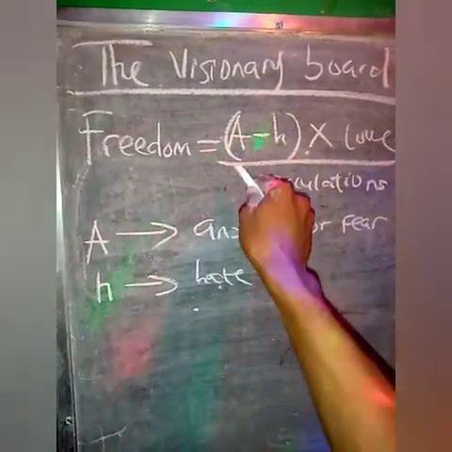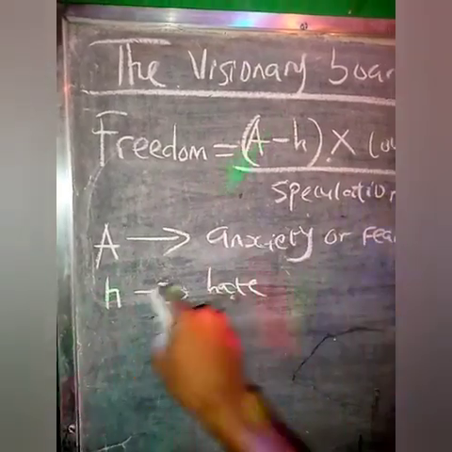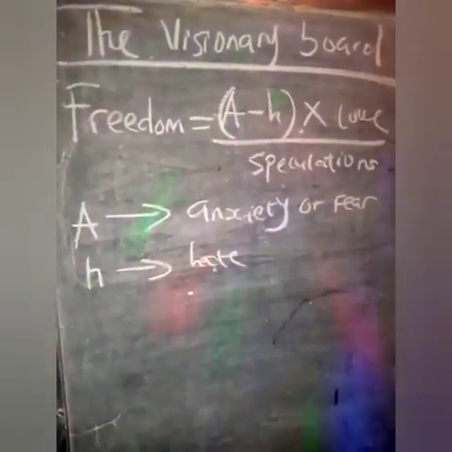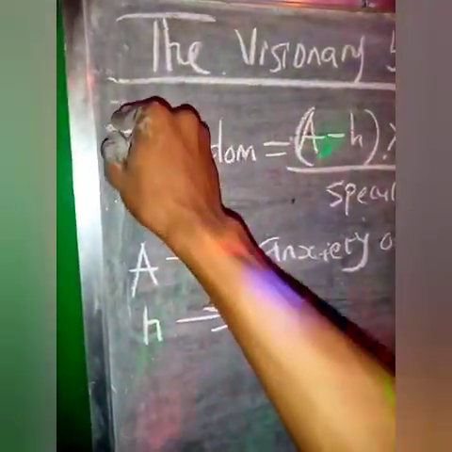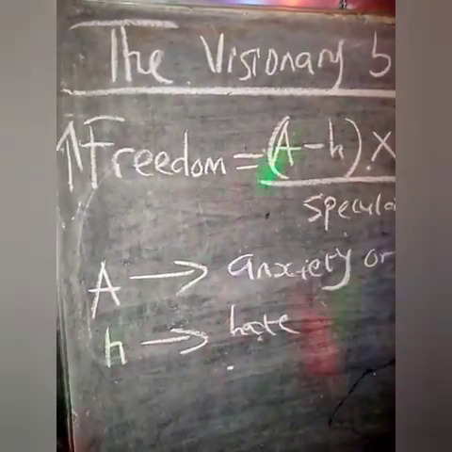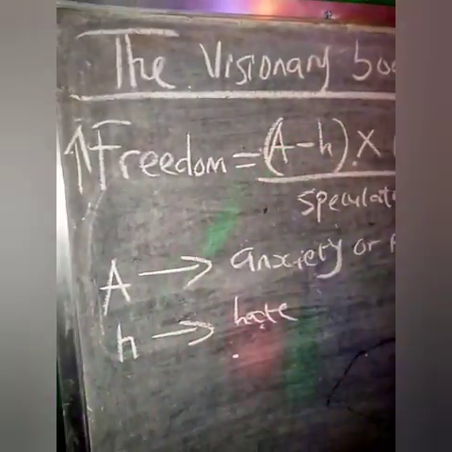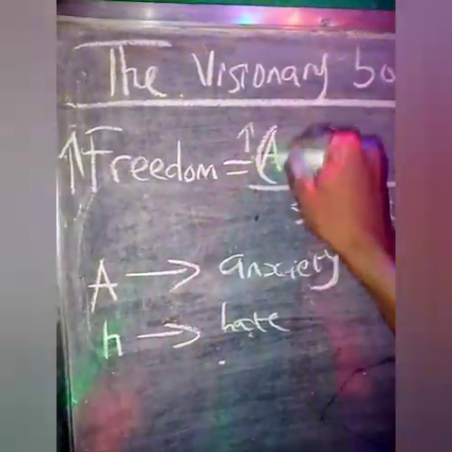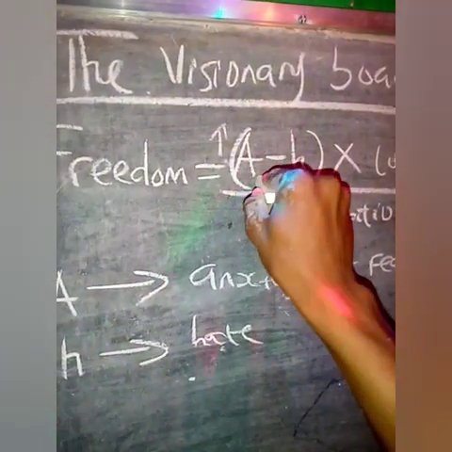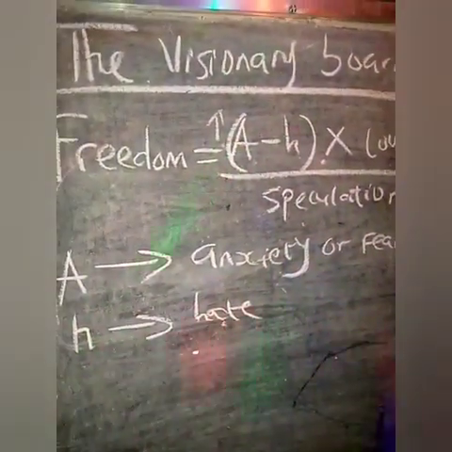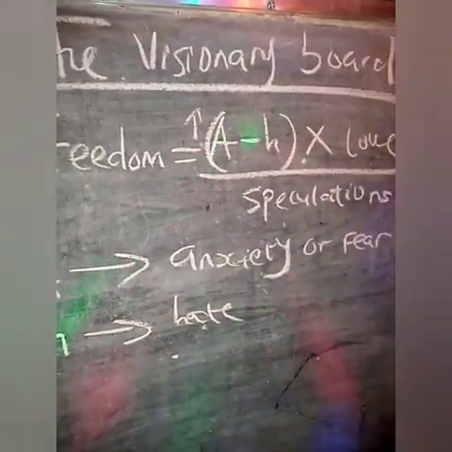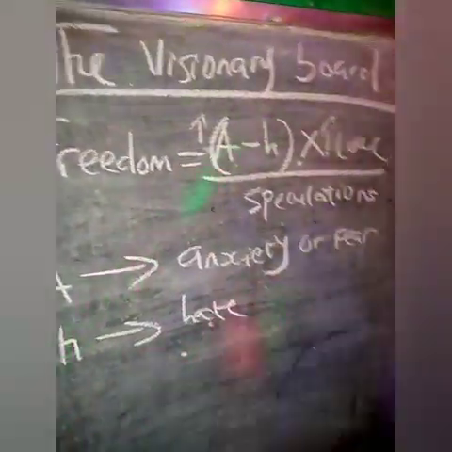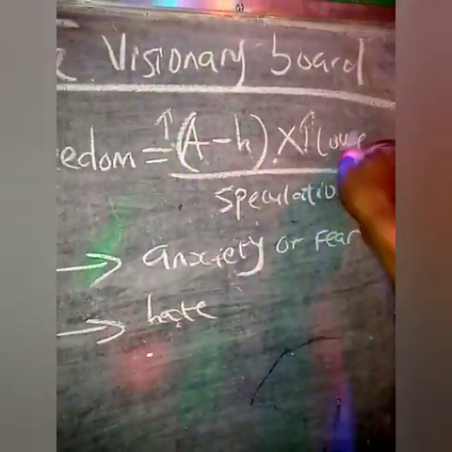So we have A here equals the anxiety or fear. H here equals hate. Okay? So now what is this formula telling us? An increase in freedom. If freedom increases in a person, the person's mind is totally free, it will lead to an increase in A minus H value. And it also leads to an increase in love. So when someone's mind is free, or when there's freedom, it increases the love in that person.